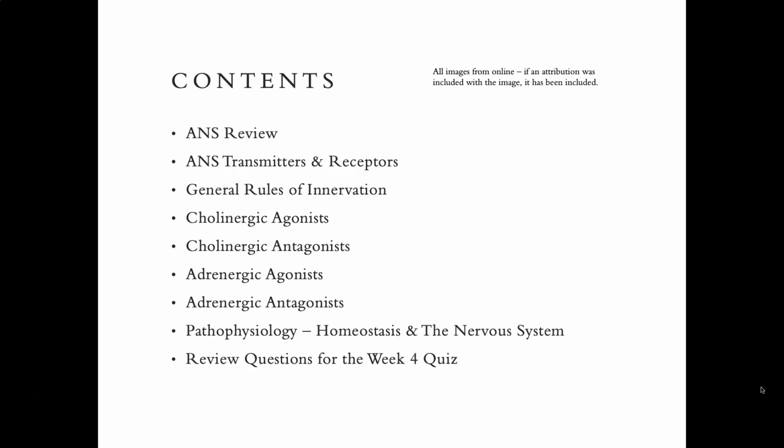If you look at our PowerPoint, we're going to be covering a quick review of the autonomic nervous system. We'll be talking about what are the transmitters and receptors that are utilized by the ANS. We'll very briefly touch on the general rules of innervation, and I will tell you right now that won't be on your quiz. Then we're going to go into the actual drug categories of the cholinergic agonist, the cholinergic antagonist, the adrenergic agonist, and adrenergic antagonist.